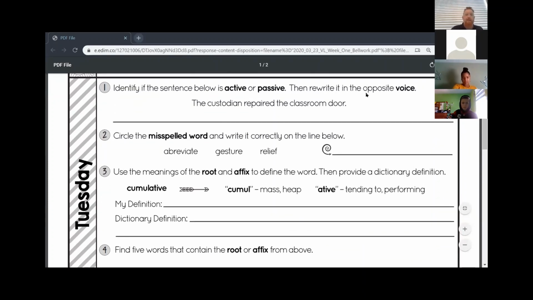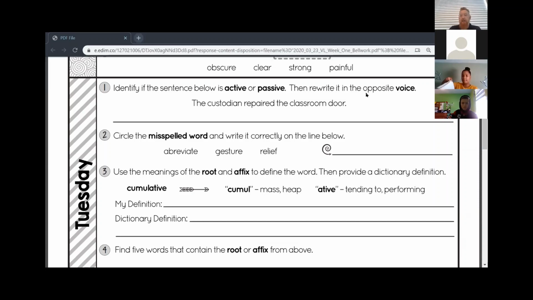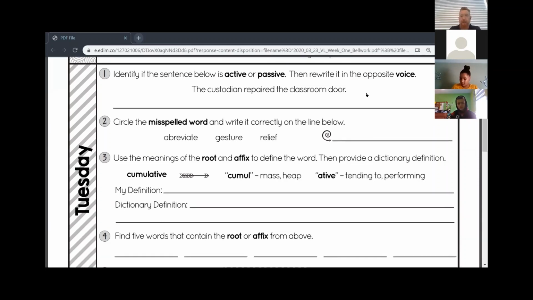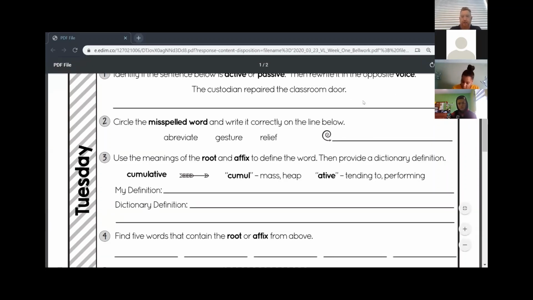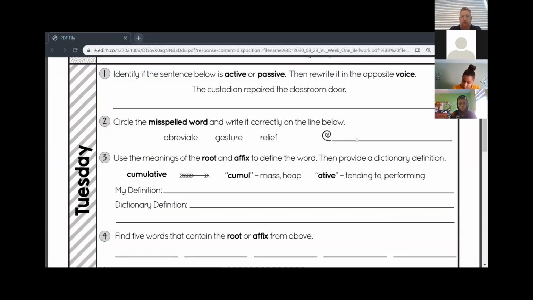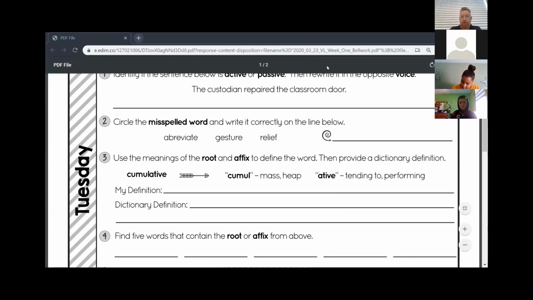The first thing was identify whether or not the sentence below is active or passive, and then rewrite it in the opposite voice. I guess the first thing to do would be decide whether or not it is active or passive. Today, we'll try to do a couple of different things. You can certainly chat if that's the way that you want to answer.